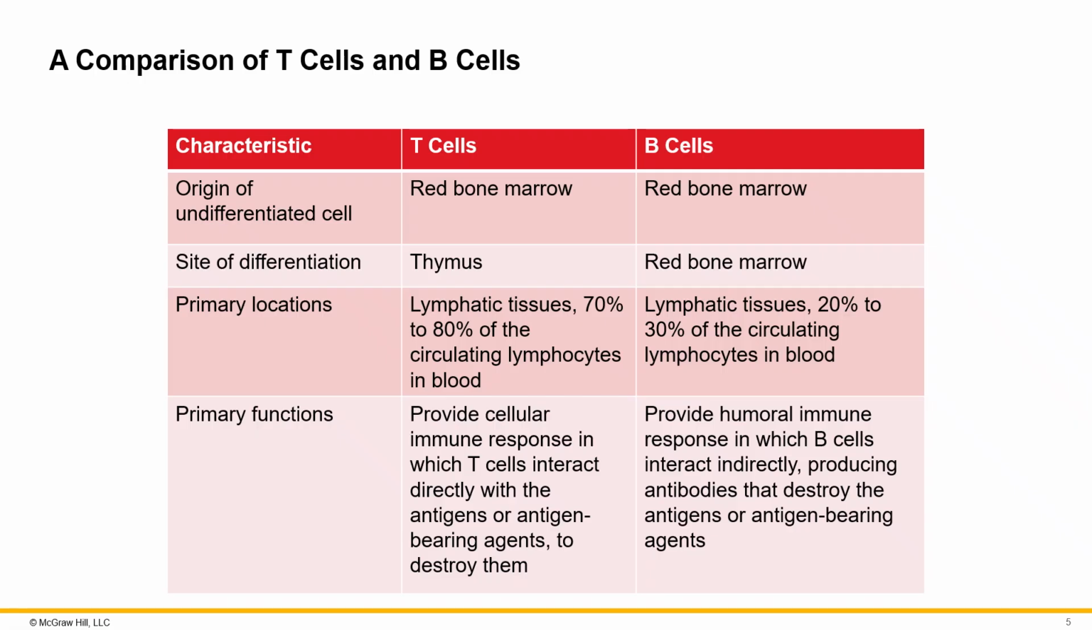The primary functions of our T cells include providing a cellular response in which the T cell interacts directly with the antigens or antigen-bearing agents to destroy them, whereas the B cells provide a humoral response where they interact indirectly. Basically, they produce antibodies that destroy the antigens or antigen-bearing agents.